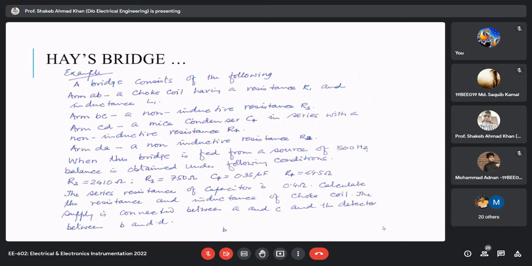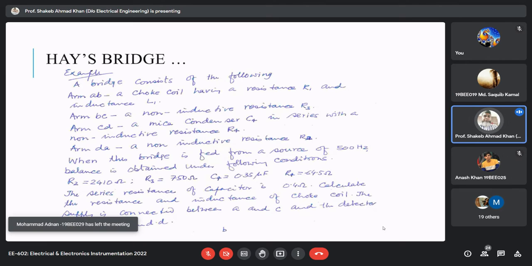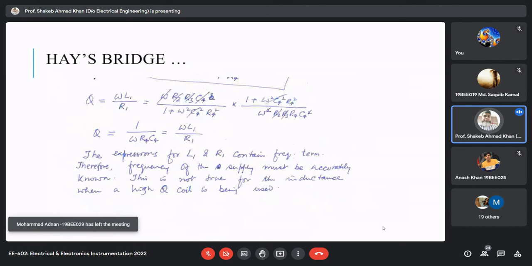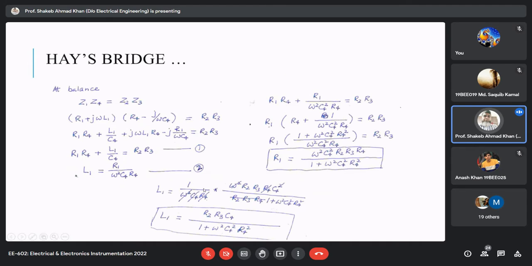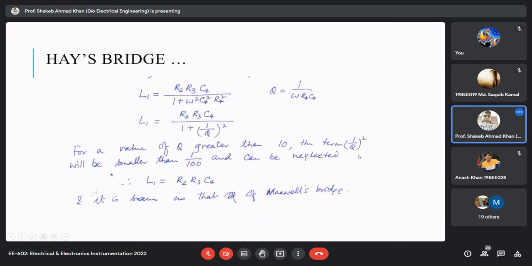No. Then tell me the answer. Sir, quality factor 14.107. So you must have calculated with 1 upon omega R4 C4. Yes, sir. So since it is more than 10, then you can use the approximate formula, the balance equation for L1 is equal to R2 into R3 into C4, and R1 is equal to omega square C4 square R2 R3 R4. Now you calculate these values.